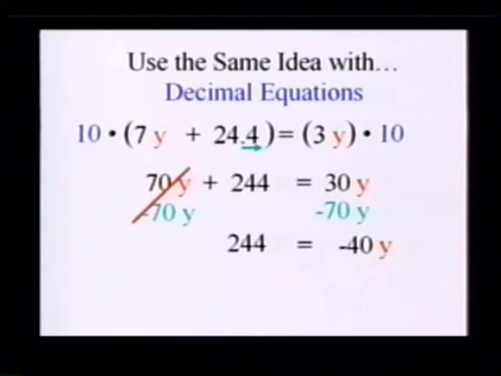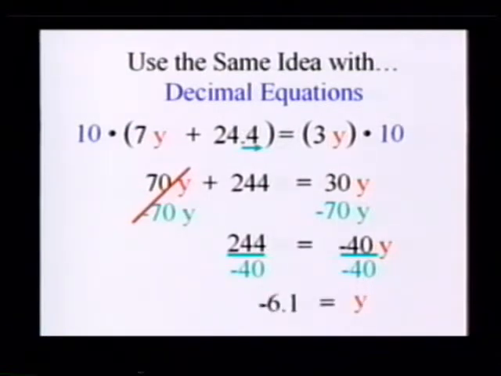And then who's keeping y from being alone? The minus 40, so I'll do the opposite, divide. And I got an answer of minus 6 1/10. Excellent. Okay? Now there's one screwy thing that can happen.